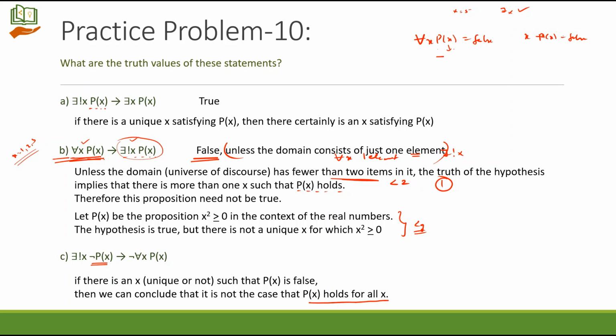How can you represent this? We can say negation of for all X P of X. So this can be true when you find P of X is equal to false for some X value. They have given negation of P of X. It means they say there is an X value for which P of X is false, which can state that this is true. They are not even taking unique or not. If there is some value of X for which P of X is false, then we can conclude P of X does not hold for all X. This is also true. If the hypothesis is true, then this conclusion is also true. So we can say this particular statement will have a true truth value.